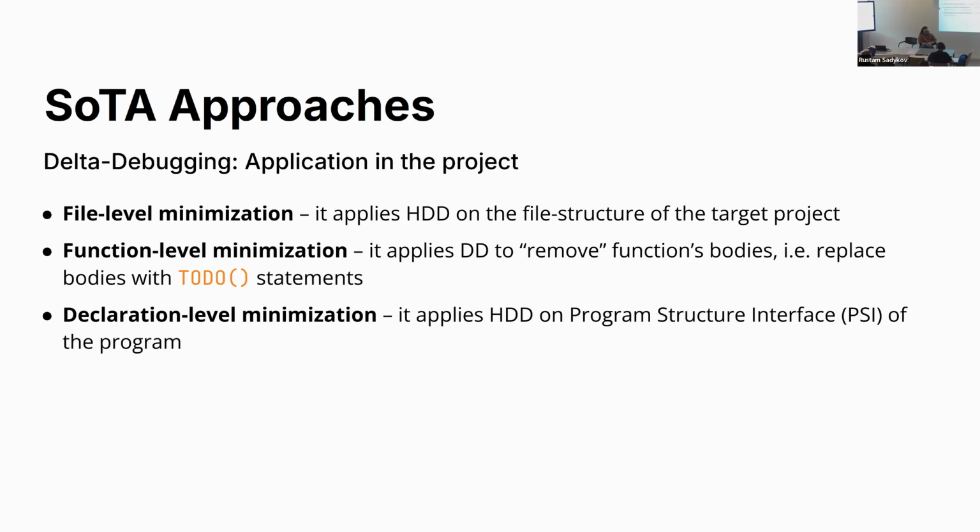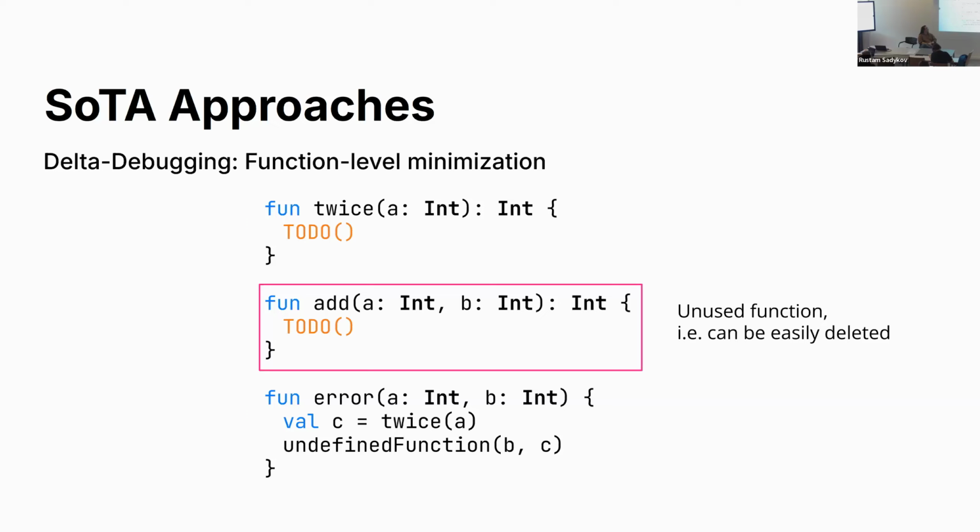And moreover, delta debugging works well in such cases because the only problem with replacing with TODO statements is that we might throw out the important one. We don't have other problems with this, because we cannot delete some declarations, we cannot delete some symbols, we just delete the bodies of the functions, and for completion, it's not so important.